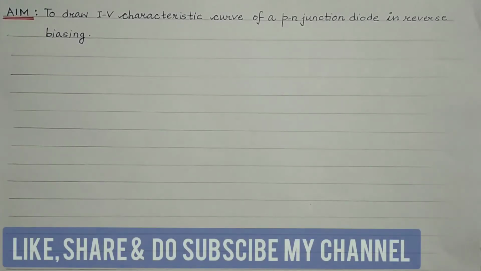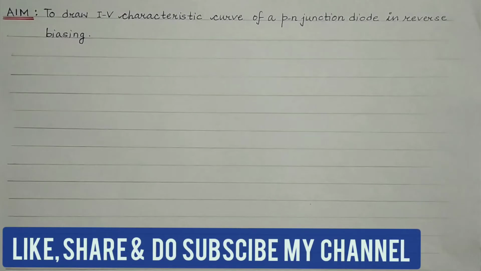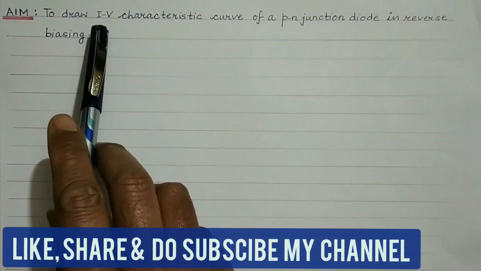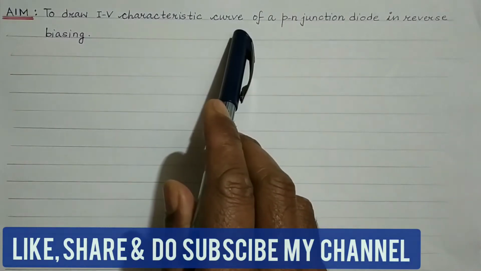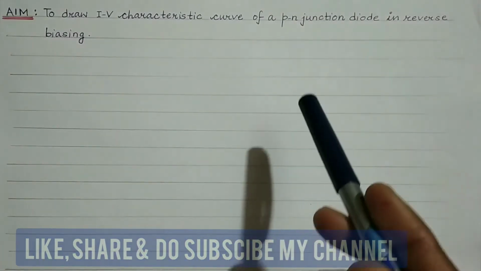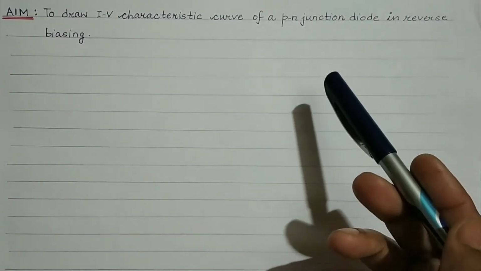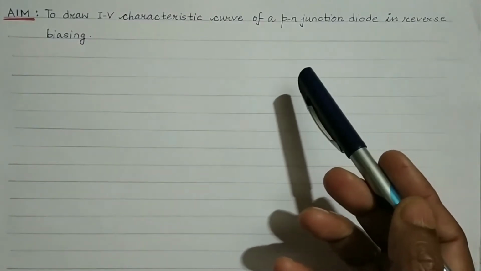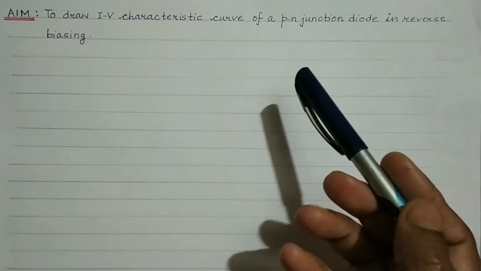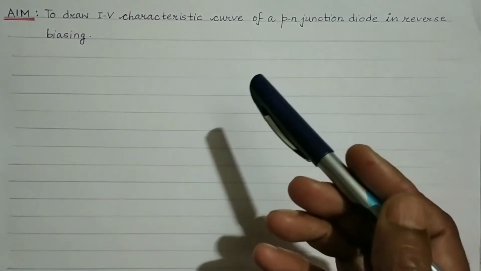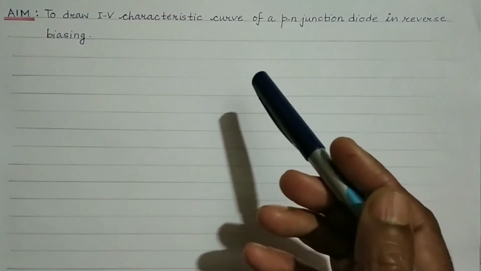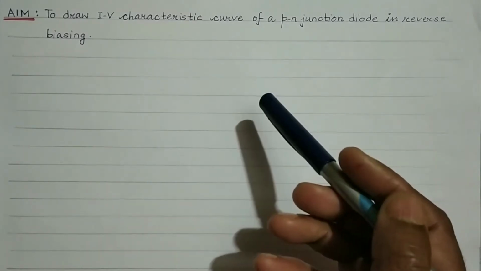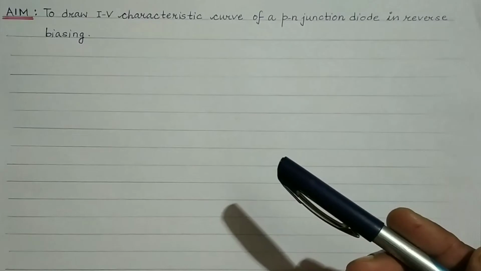In today's session, we are going to discuss an experiment which is to draw the current voltage characteristic curve of a PN junction diode in the reverse biasing. Now students, diode in a reverse biasing means that the junction diode is to be connected to an external DC source in such a manner that the P section of the diode is connected to the lower potential and the N section of the diode is to be connected to the higher potential.